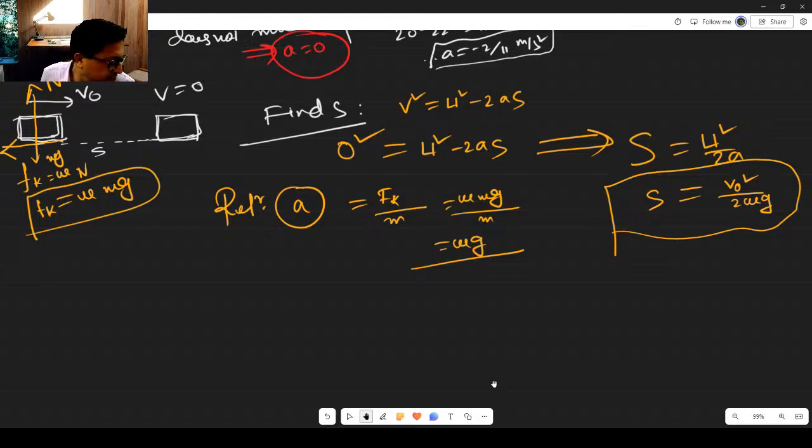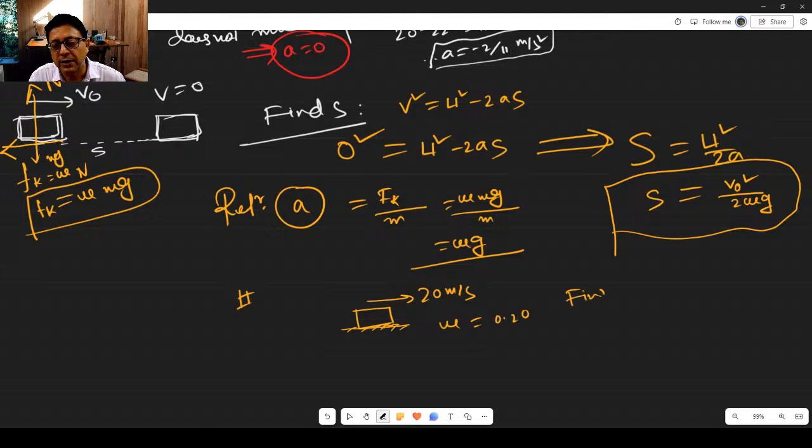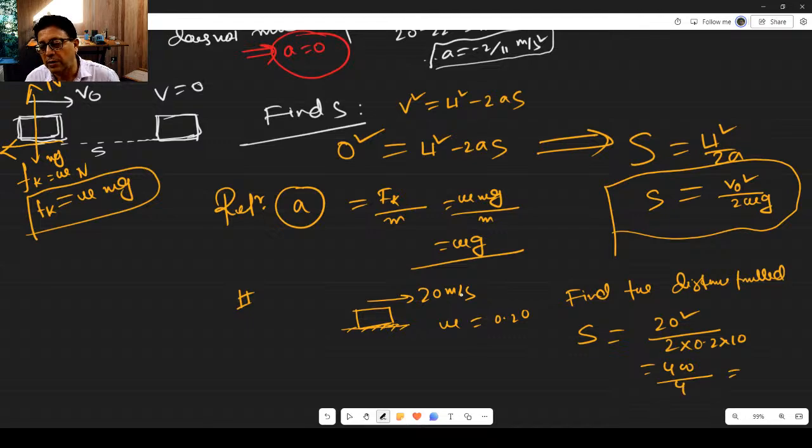You just write the sum. A block is projected, I am just explaining the situation. A block is projected with velocity 20 meter per second on a rough surface where the coefficient of friction mu equals 0.20. Find the distance traveled. How to find it? It will be s equals v0 squared by 2 mu g, so 20 squared by 2 into 0.2 into 10. 400 by 4, so it is 100 meter. It will stop after traveling 100 meter. Clear? So this kind of problem may arise and you have to solve it.